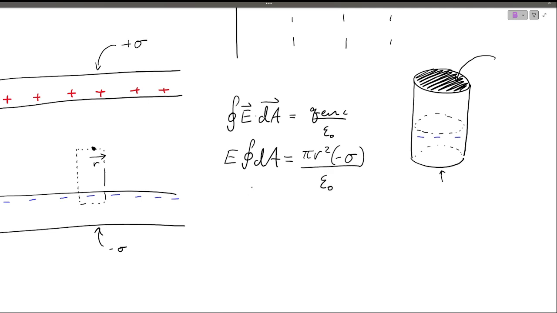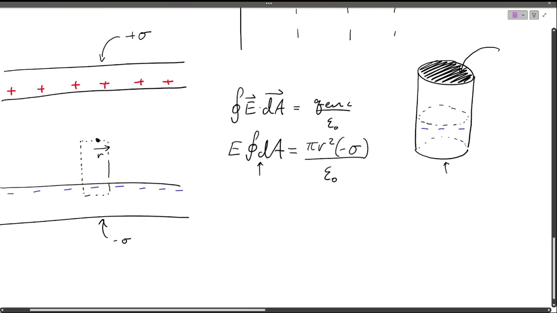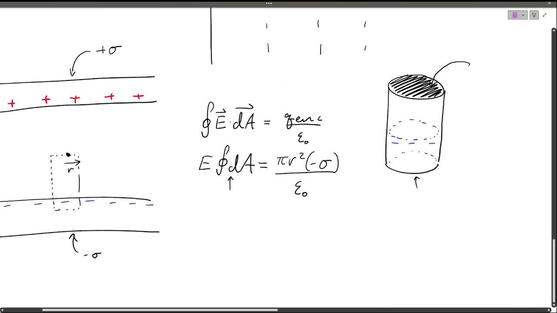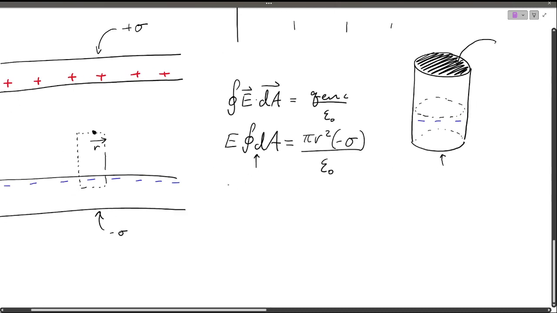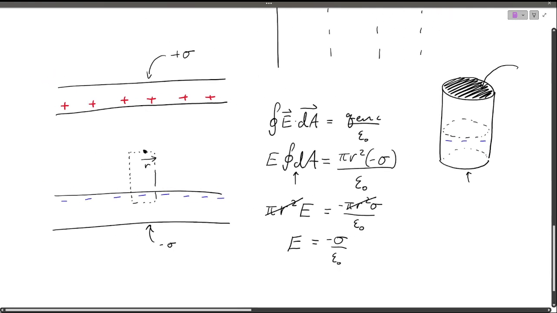So now we can just expand out this integral. So what is the surface area that matters? It's just this top face of the cylinder, which is pi r squared. So pi r squared E is equal to pi r squared times negative sigma over epsilon naught. These cancel out, and you find that E is equal to sigma over epsilon naught. In this case, a negative sign because I chose the negatively charged side of the plate.